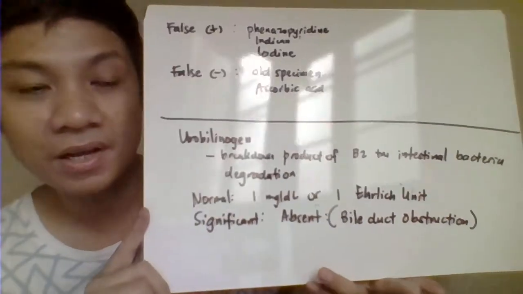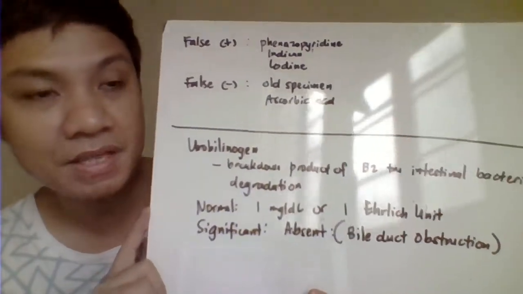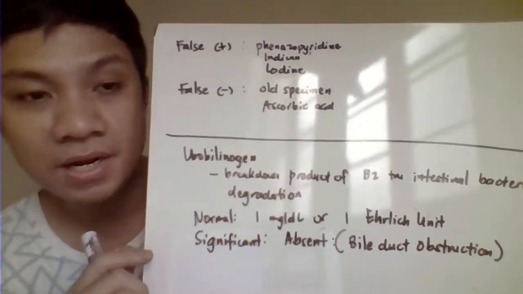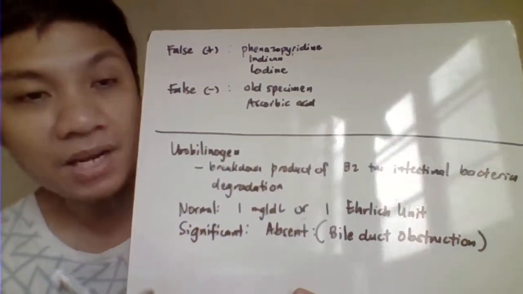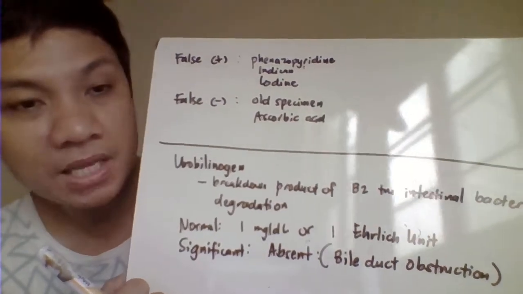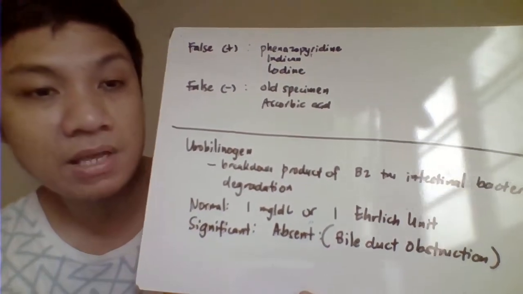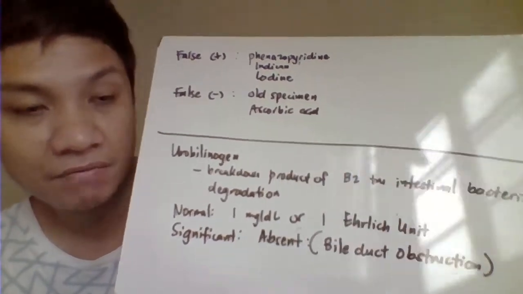Okay, now we go to the interferences. So we have the false positive result will be related to the presence of your urine pigments. So we have your phenazopyridine. We have also your iodine or even your indican. Of that one will give a false positive results.